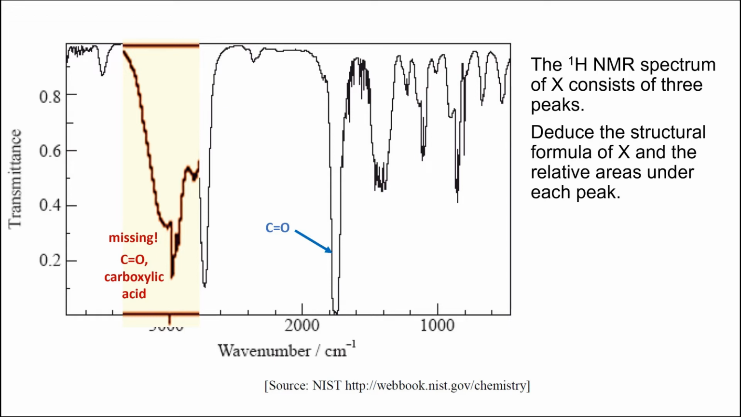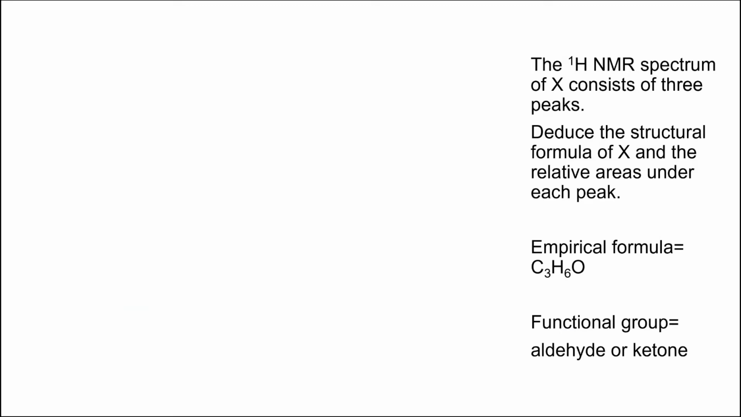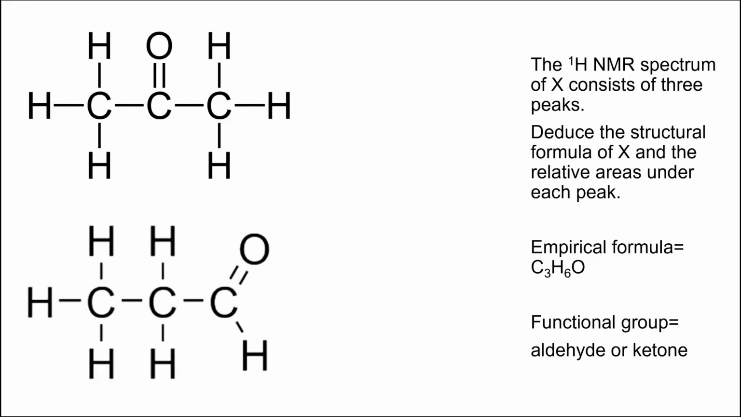Next, we are told that there are 3 peaks in the proton NMR. This tells us that there are only 3 hydrogen environments, so the empirical formula could well be the molecular formula. Let's find out if that works. First, draw out all the ketone and aldehyde isomers of C3H6O. And then we have to analyze each of these isomers for the proton NMR signals.